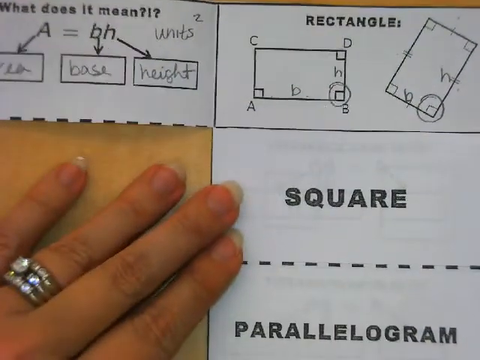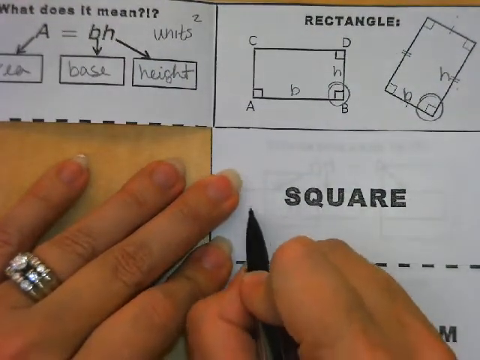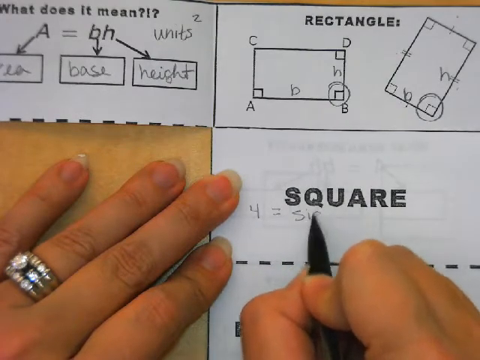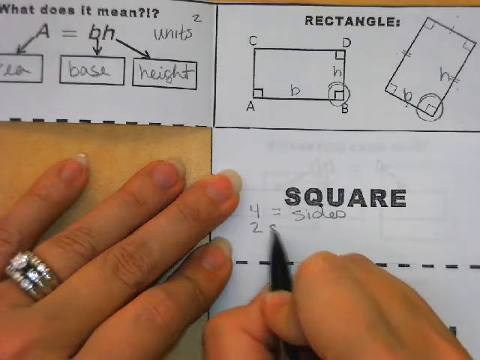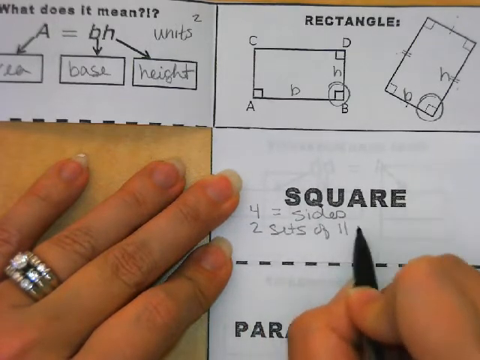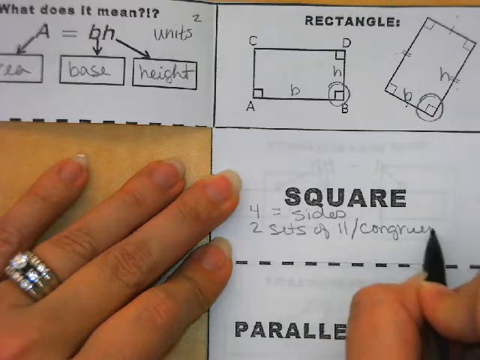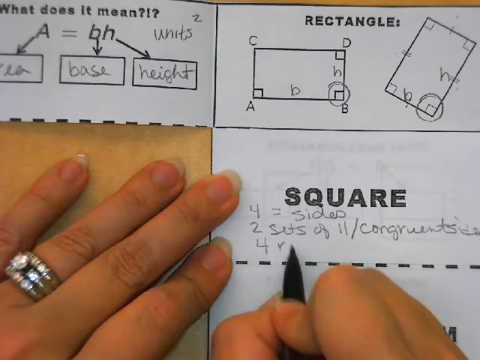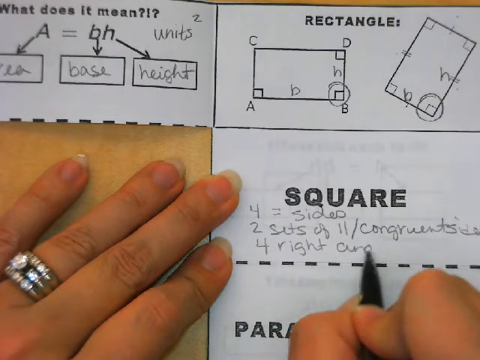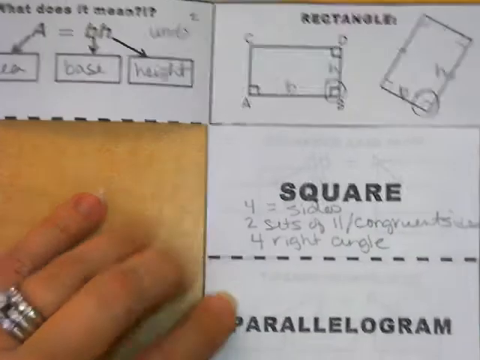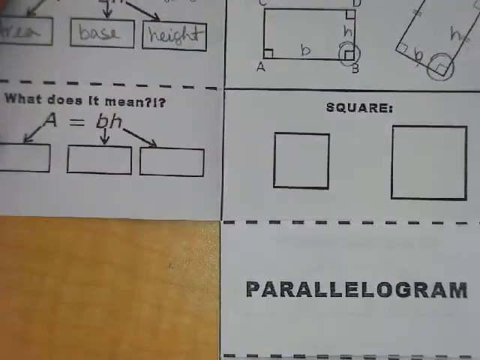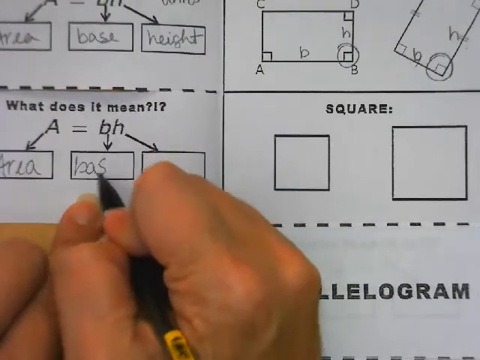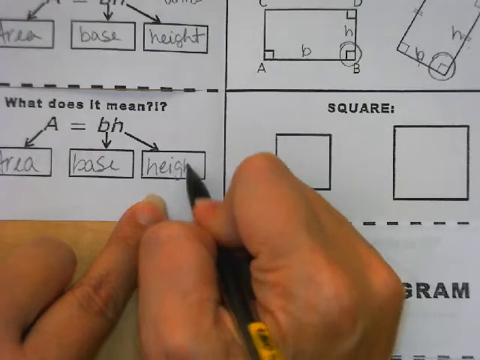A square is like a rectangle. It has four equal sides, two sets of parallel and congruent sides, and four right angles. So the only difference between a square and a rectangle is that those sides are congruent. So same formula. A is for area, little b is for base, h is for height.